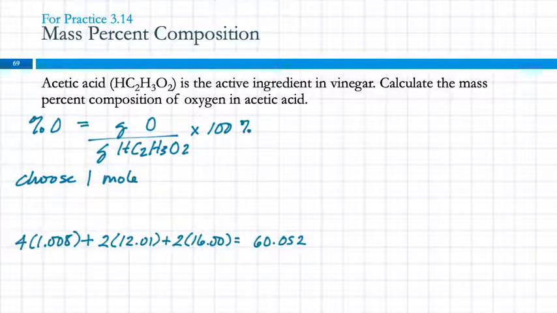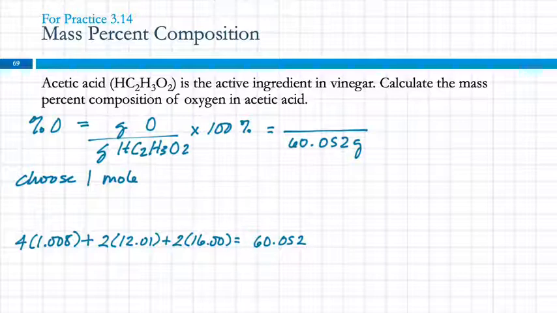Okay, so I can put that in the denominator. So I'm doing 1 mole. 1 mole of acetic acid is 60.052 grams. What's the mass of oxygen in that amount of acetic acid?